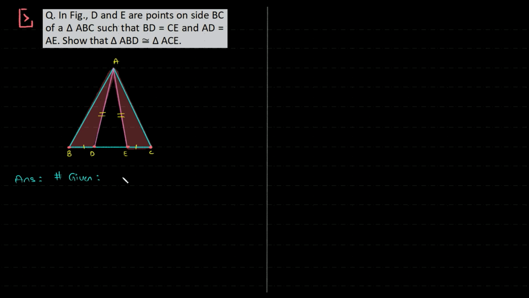So let us write the given first. BD is equal to CE and AD is equal to AE. I'll call this statement A and this statement B. We have to make use of it, so why not write it down, right? So to prove triangle ABD is congruent to triangle ACE. And now the proof.